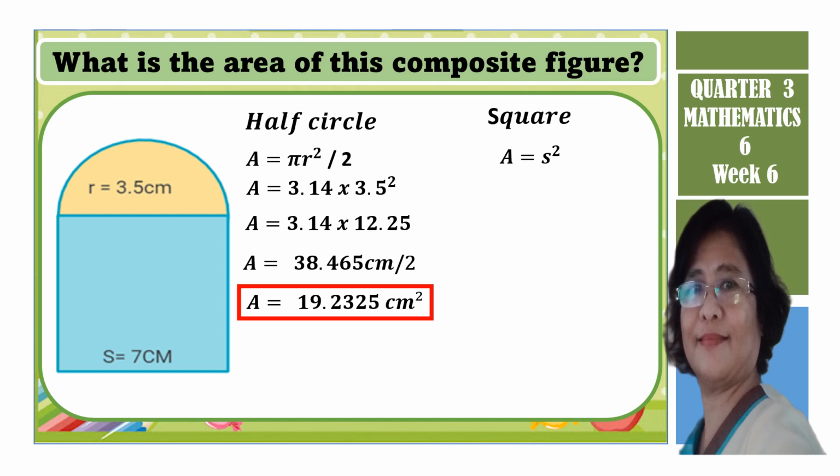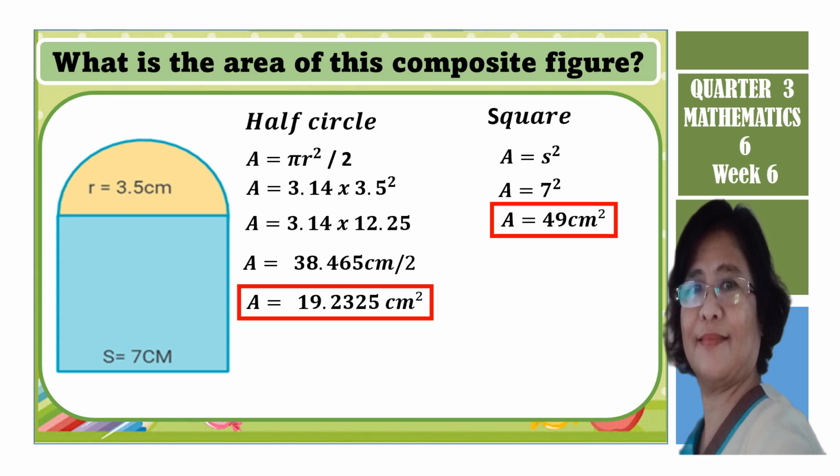For our square, the formula is area is equals to side squared. So based on the given figure, the side is equals to 7 cm. So just substitute. Area is equals to 7 to the second power. What is 7 to the second power? The area of the square is 7 times 7 is equals to 49.